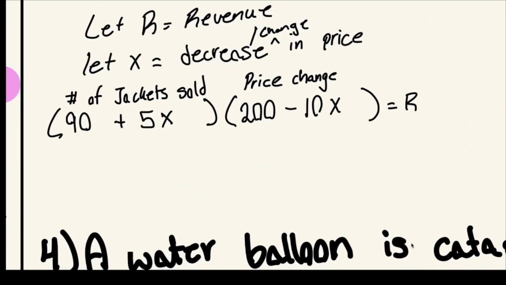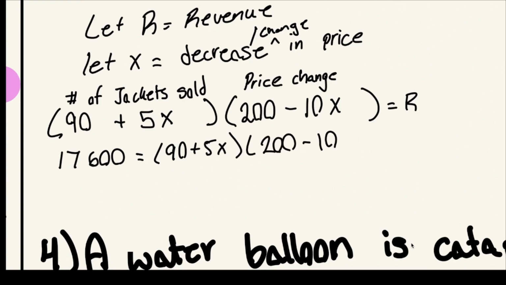So find a value for x, right? Because that's what's changing. That will give us a revenue, because R equals revenue of $17,600, and will be like this, right? So what value of x will make us have a revenue of that much, right?